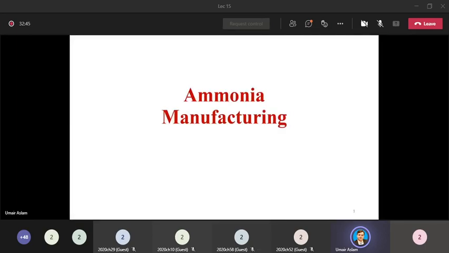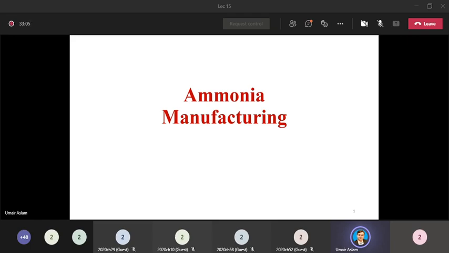Okay जी, acid industry ends here. We basically saw the synthesis of four acids: sulfuric acid, hydrochloric acid, nitric acid, and phosphoric acid. Now we are moving towards the ammonia industry, and we will see the synthesis of ammonia gas.